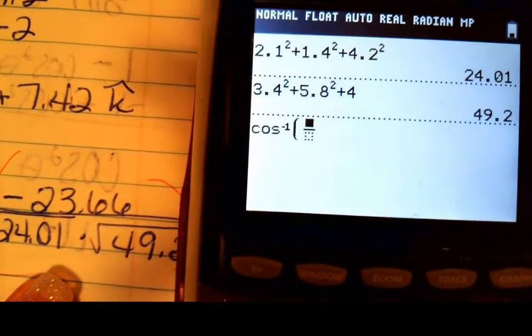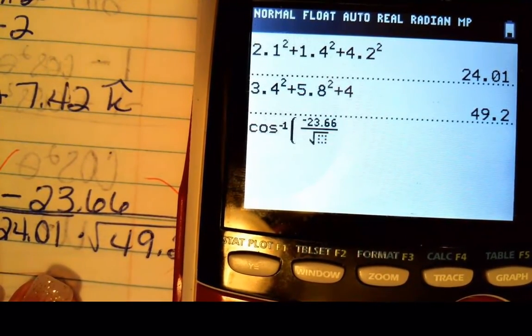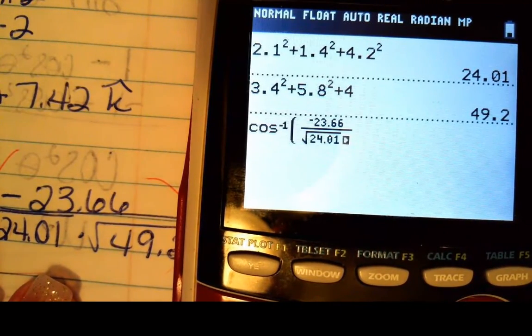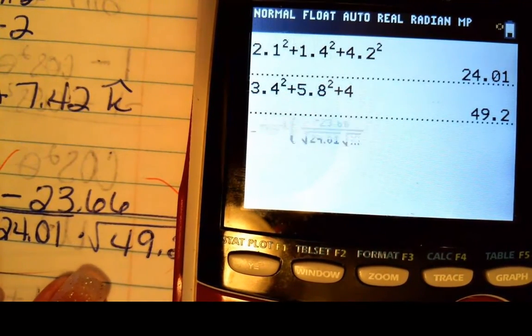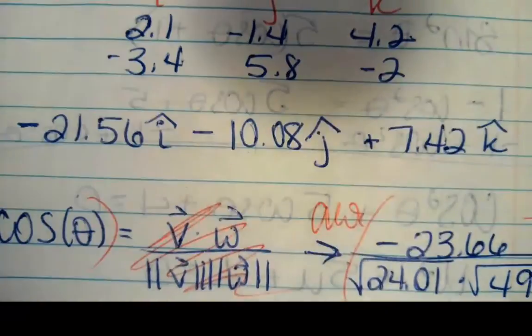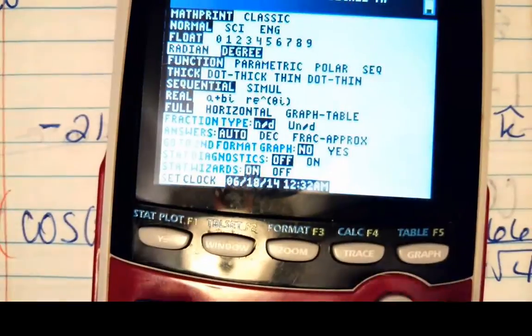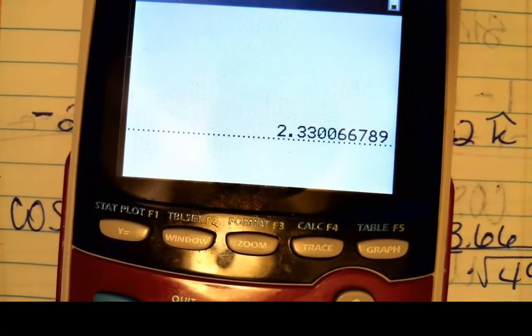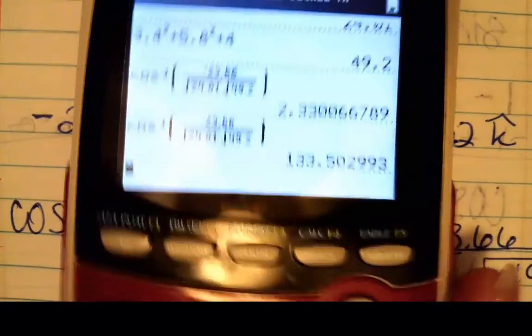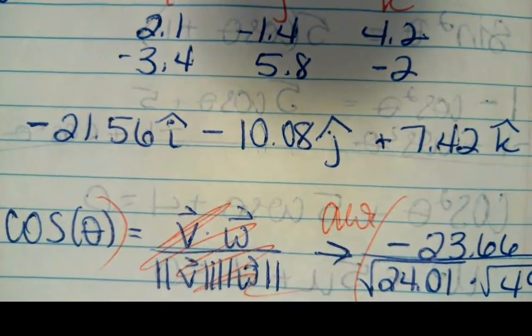Okay. So the arc cosine of negative 23.66 over the square root of 24.01 times the square root, which we could have left underneath the same radical, of 49.2. And we get 2.33. So that is the angle measure. Wait a minute. Mode. I was in radians. All right, hang on. Quit that out. Come back up here. And I get 133.5 degrees. All right, so that takes us through number 15.